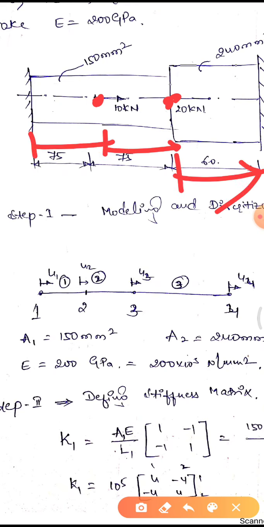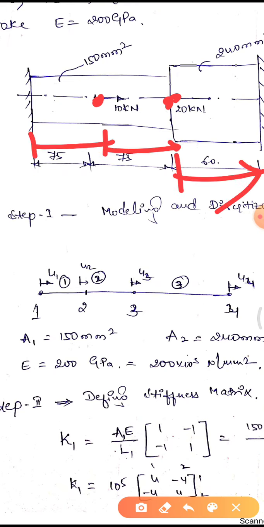For a bar element we can write the stiffness matrix K1 as A1 E1 by L1, right? A1 is the area of the first element, which is 150 mm square, which I have written here. Next, Young's modulus E is 200 into 10 raised to 3, and the length is 75 mm. Once we simplify all these things, we will get this data.